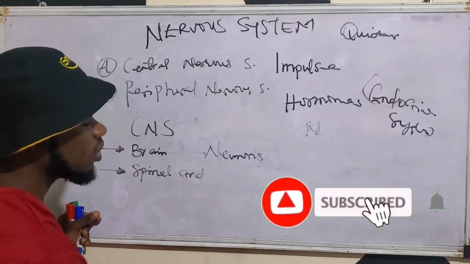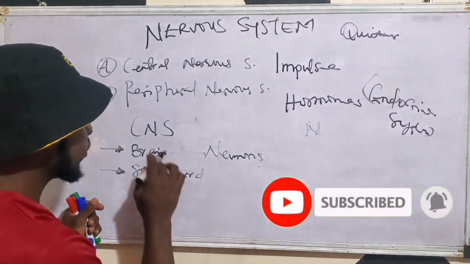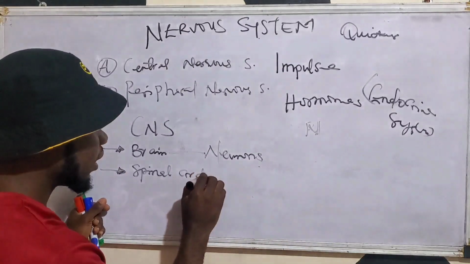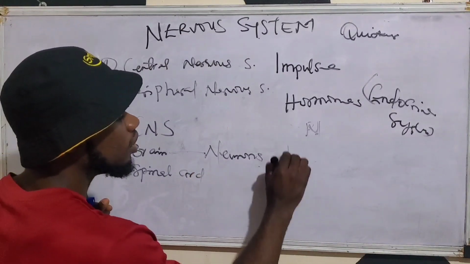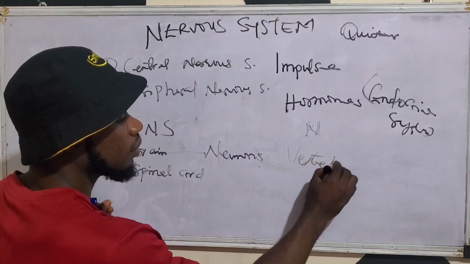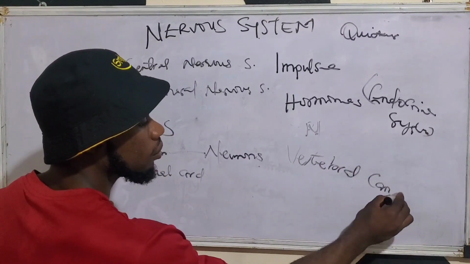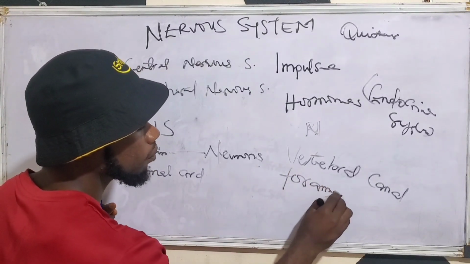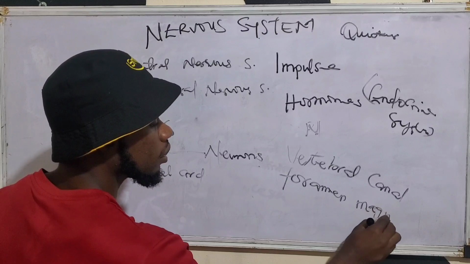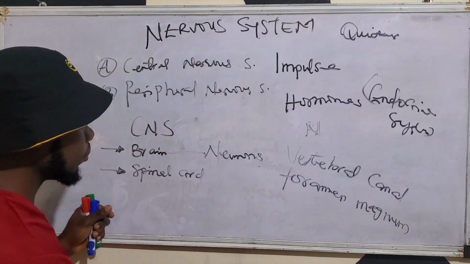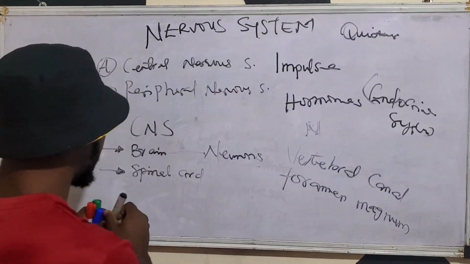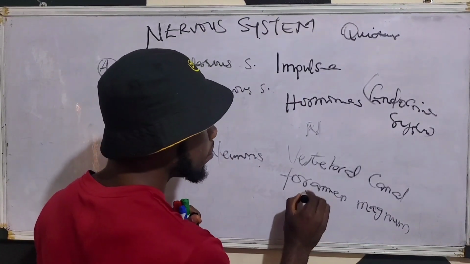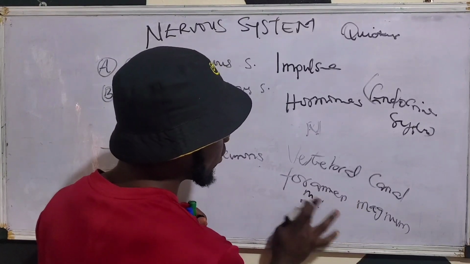Alright, the spinal cord is actually the extension of the brain. The brain descends down to the body, and it follows down into the vertebral canal through a foramen called foramen magnum. And the spinal cord has many parts.